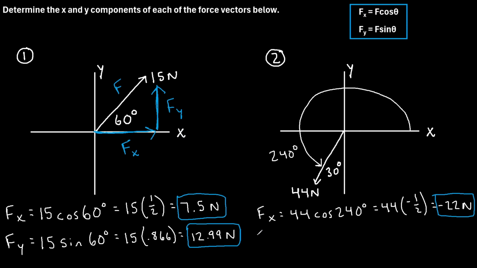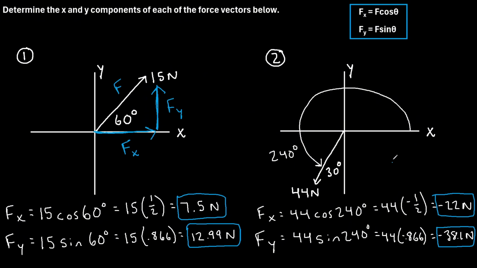Now to find the y component, let's write that down. F sub y, that's equal to, again, the magnitude of 44. Now we do the sine, so multiplied by the sine of the angle. So the sine of 240 degrees, that's negative square root of 3 over 2, or as a decimal is negative 0.866. So we'll simplify that to 44 times about negative 0.866. And that comes out to negative 38.1. And again, we'll say newtons. So the y component is negative 38.1 newtons.